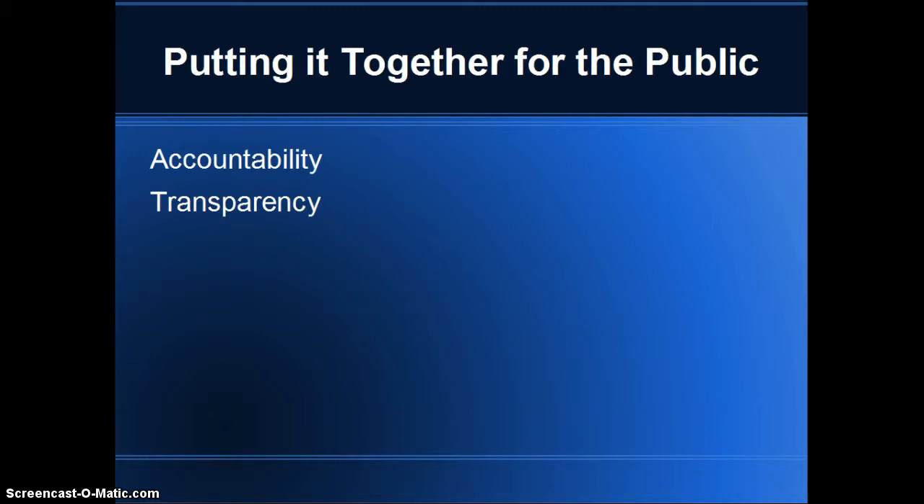If you recall, at the beginning of the semester we discussed one of the reasons for having performance measures, and that is to increase accountability. By reporting, we also increase transparency, the visibility to the public of what we are doing.